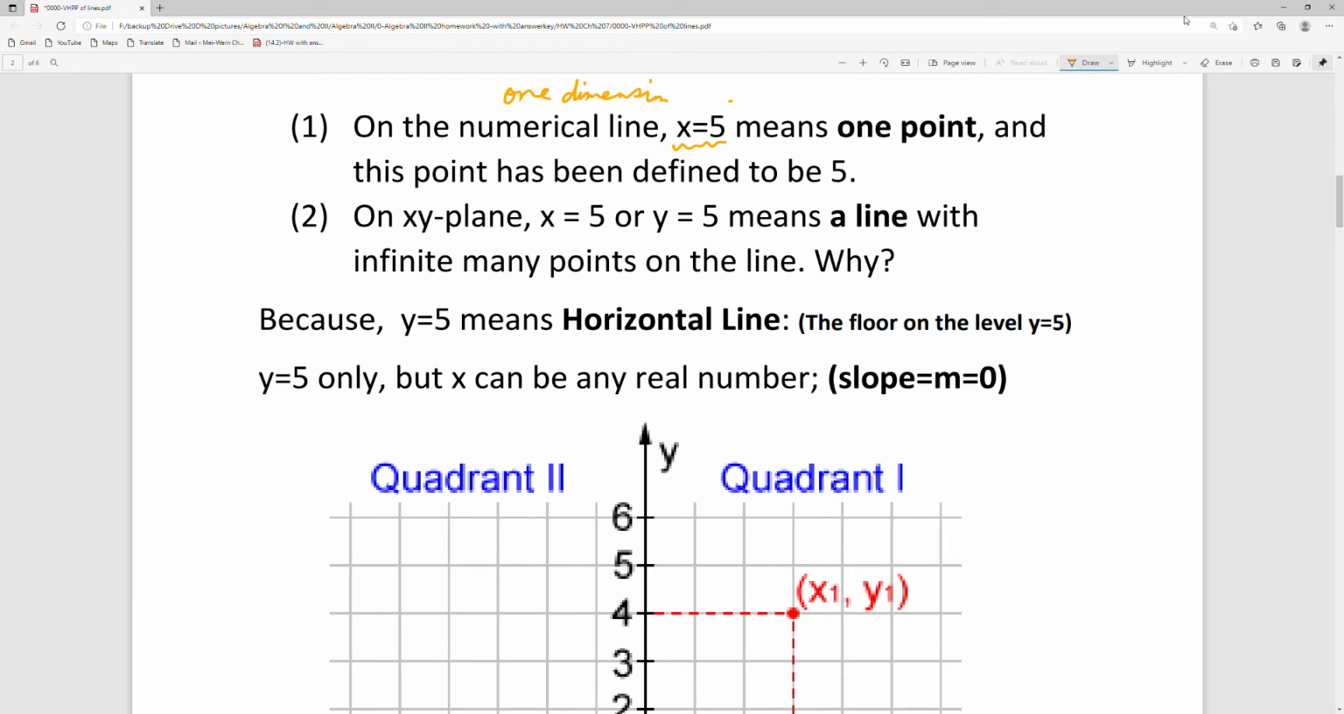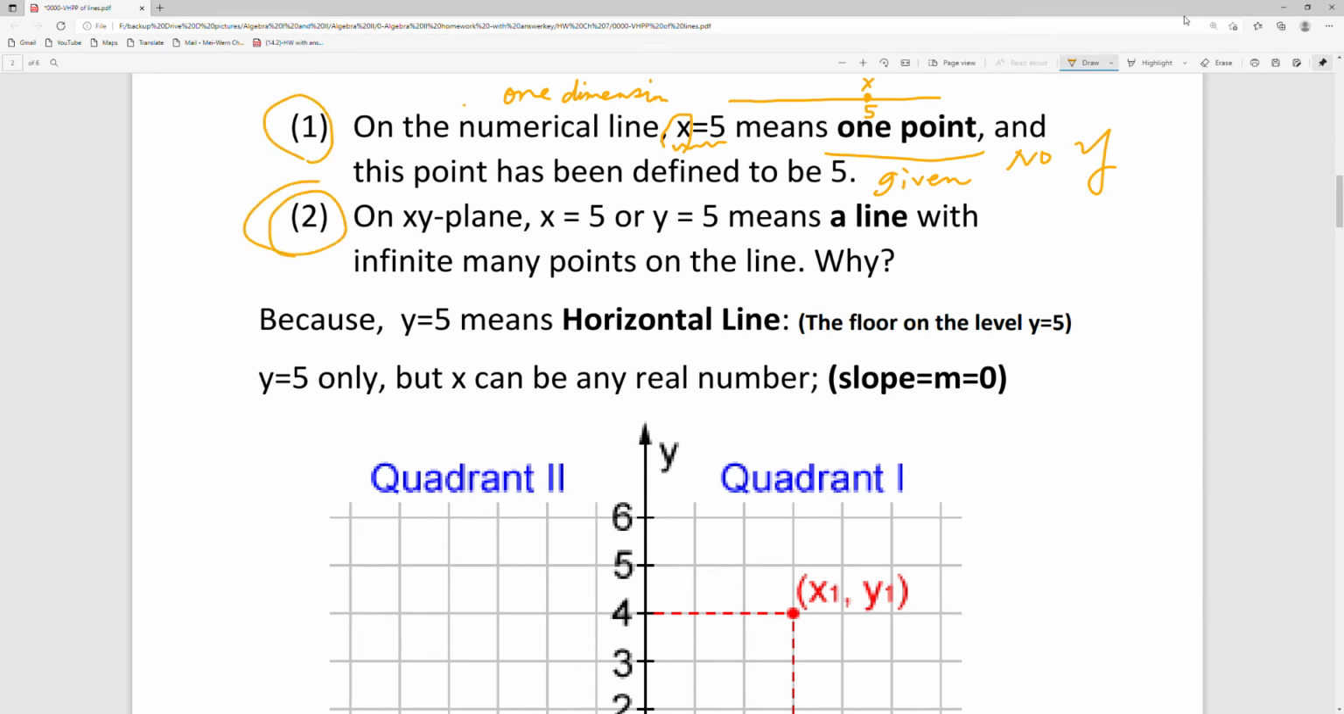If you have a one-dimensional number line and you say x equals 5, then it means one point. No y. So x needs to be 5. That's given. So that's the first situation, when you have one dimension.